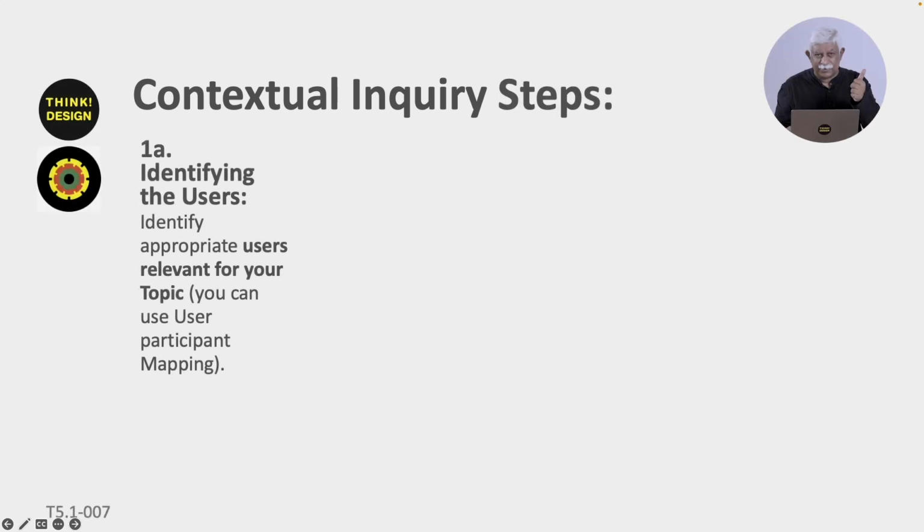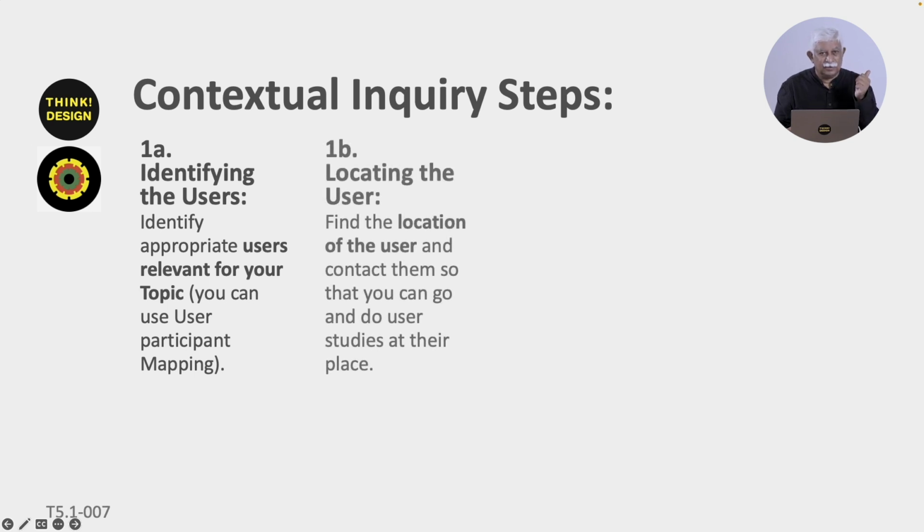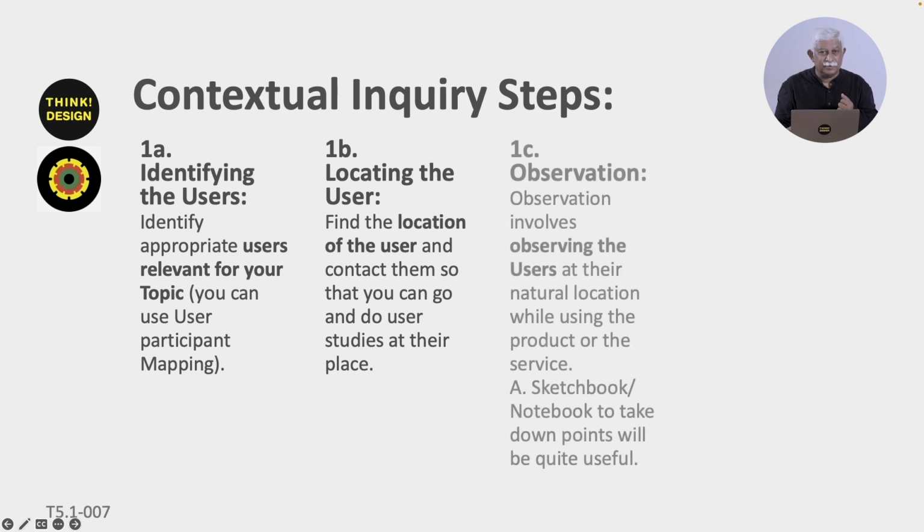So, first step is to identify your users who can provide you with the information. You can refer to the user participant mapping, which you did in secondary research part 2. You need to locate where your users are. You need to contact them and get permission so you can actually go to their place and do these studies. Observation is very, very important, at the natural location while they are using the product or service.